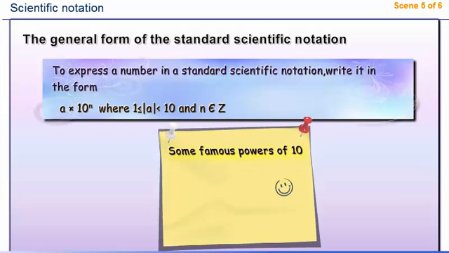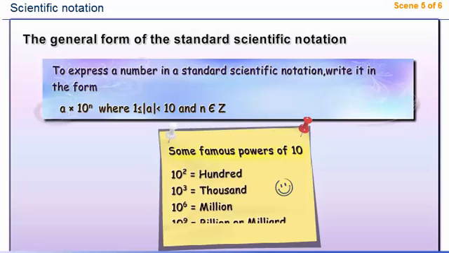Some famous powers of 10. 10 to the power 2 equals 100. 10 to the power 3 equals 1,000. 10 to the power 6 equals a million. 10 to the power 9 equals a billion, or milliard.